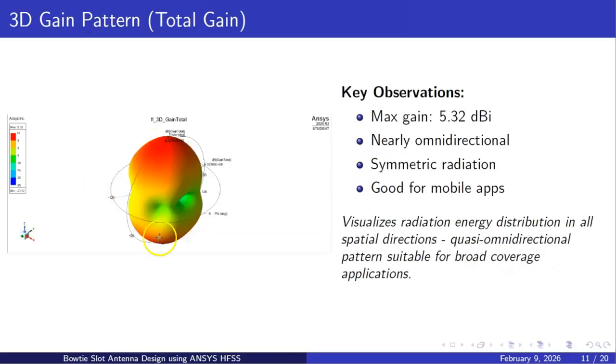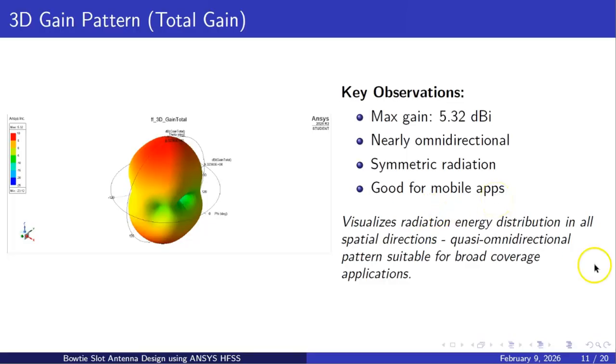This three-dimensional gain pattern visualizes radiation energy distribution in all spatial directions. The antenna achieves a maximum gain of 5.32 dB with nearly omnidirectional radiation characteristics. The pattern shows excellent symmetry, making it suitable for mobile and wireless applications requiring broad coverage.